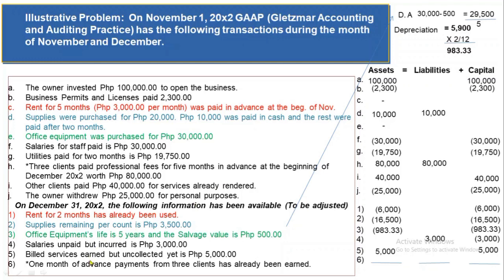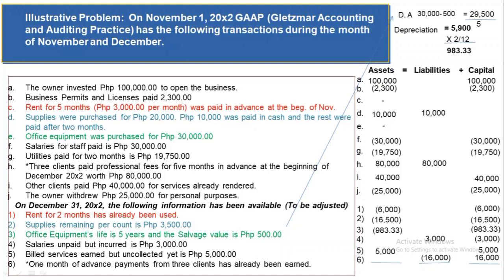Transaction number 6 is directly related to transaction H, where there is an advance payment from customers worth 80,000. It has been recognized earlier as a liability. Now, transaction 6 states that 1 month out of 5 months have already been earned. So we have 80,000 divided by 5, or you multiply it times 1 over 5, then you're gonna get 16,000. So what will happen? Your liabilities will be decreased because you have already earned the 16,000, and of course, you're going to recognize the 16,000 as revenues already. So that's it for our analysis.